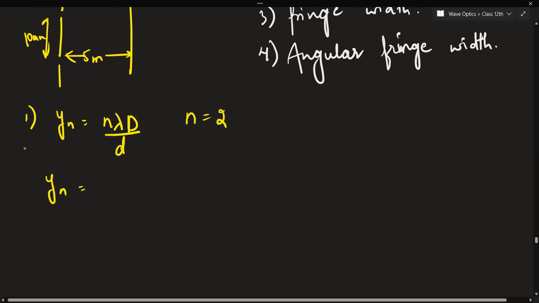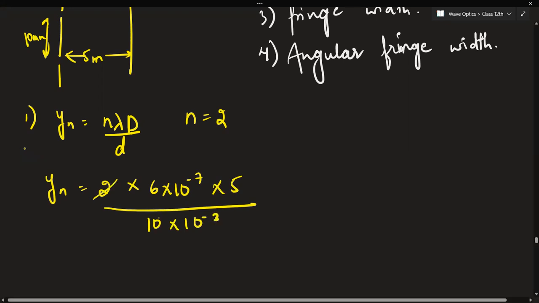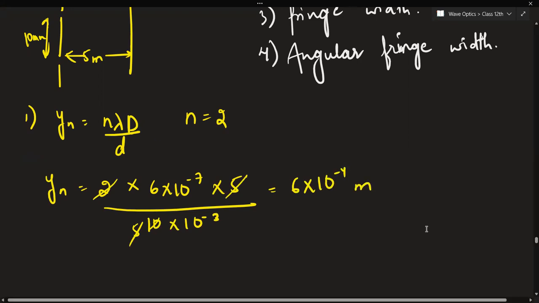Now put in the values. 2 lambda, where lambda is 6,000 angstrom. So we'll use 6 into 10 to the power minus 7 meters, basically 6,000 into 10 to the power minus 10 meters. That is what I've written. D is 5, and d is 10 millimeters, which is 10 into 10 to the power minus 3. So 5 cancels, and we get 6 into 10 to the power minus 4.